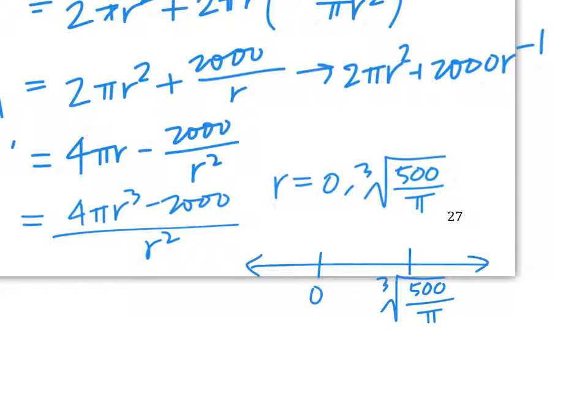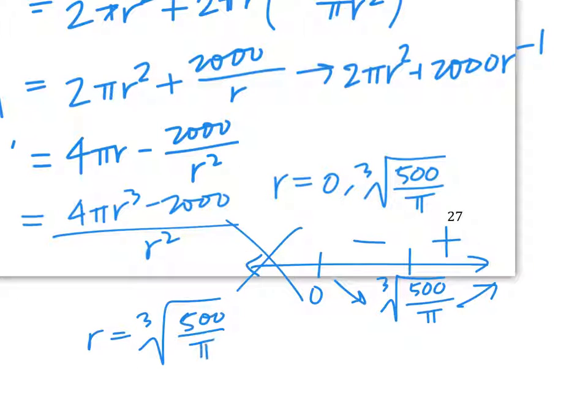All right, so there is nothing that is less than 0 because we do want to make the can. And it goes minus plus, so R equals cube root of 500 over pi is going to minimize the manufacturing of the can. But we do need to also find H.